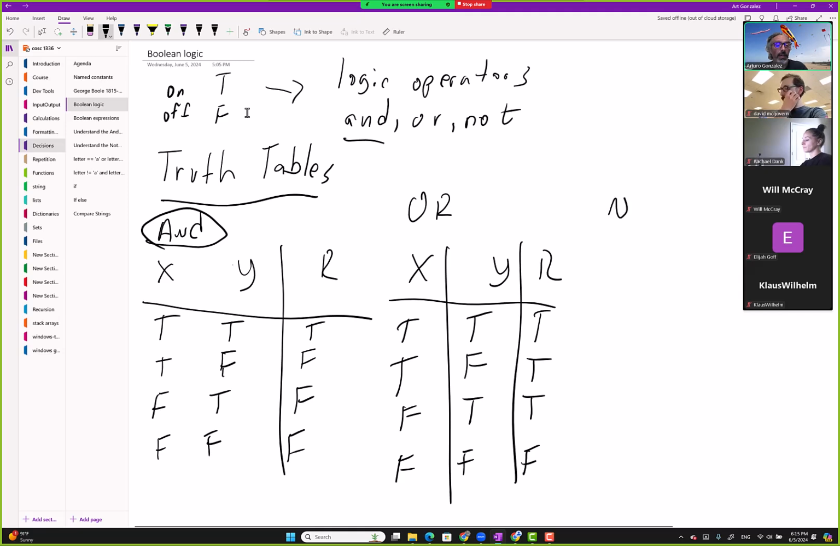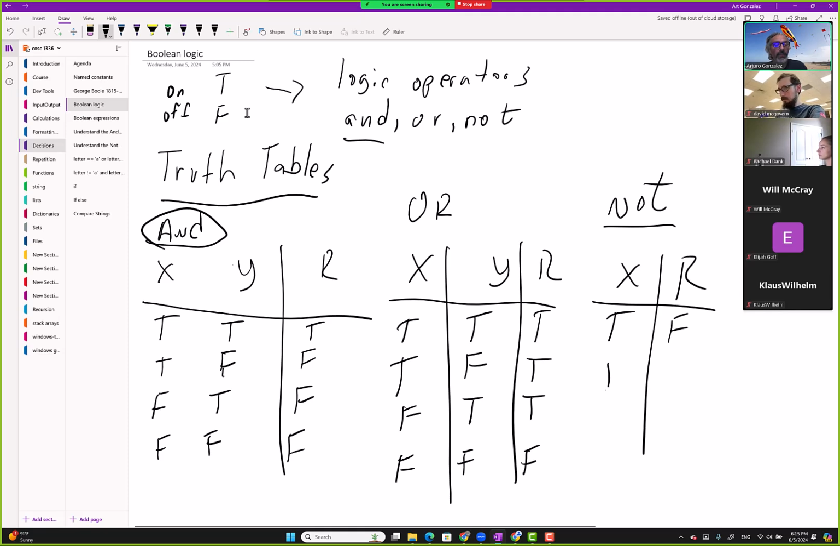And finally, we have the NOT, which is commonly known as negation, right? So if we have some result, then it'll be the opposite. So if it's true, then it's false, and if it's false, then it's true, right? Kind of like when somebody's accusing someone of something, and it's like, no, that's not true, right? So the negation.